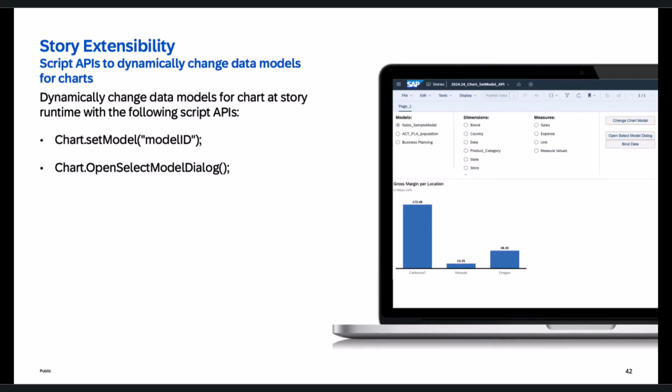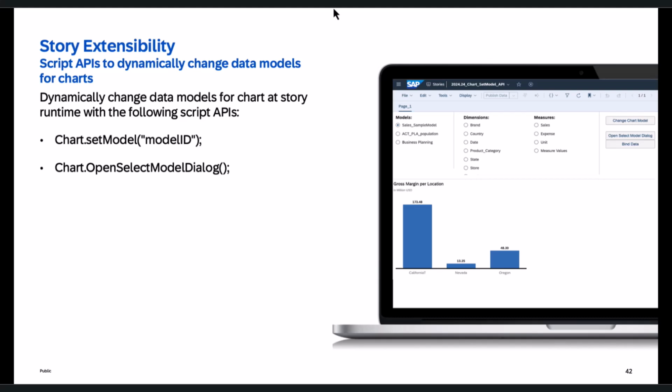Next is also a very strong feature: we provide a Script API that you can use to dynamically change the data model for charts. Before, we had this API for the table, so you could set the model for the table at runtime to exchange the underlying model. Now we also make that possible for the chart. At runtime, you can use a Script API to change the underlying model.